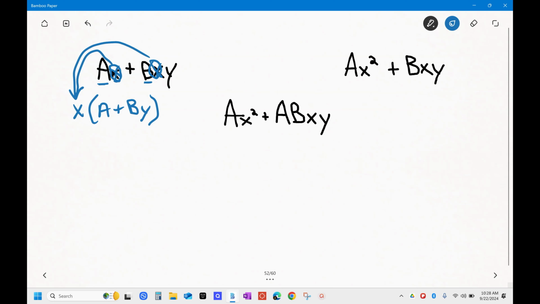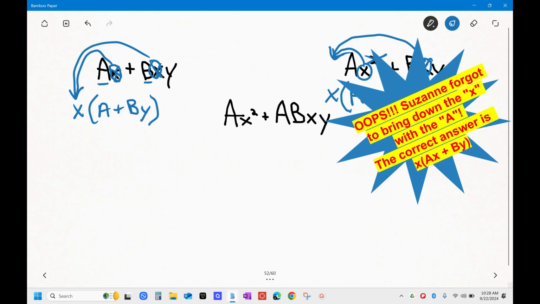Here's the one on the right. We have ax squared plus bxy. Well, they don't both have an a. They don't both have a b. But they both have an x. So this one gets rid of the x entirely, and this one gets rid of one of the x's. So we're going to put an x outside the parentheses. And that's it. That's the only thing they have in common. So that leaves us with an a plus by in the parentheses.